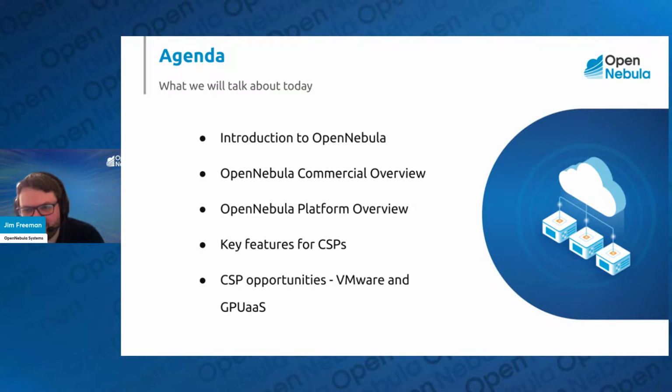I'll kick this off with a bit of an introduction to OpenNebula, a bit of a commercial overview and a platform overview. We'll talk about some of the key features that OpenNebula has that's aimed at cloud service providers, and we'll do a bit of a dive on two of the most popular use cases that we see right now with our users and community and customers at OpenNebula, which is around the VMware opportunity given Broadcom's acquisition 18 months ago, and also the AI as a service and GPU as a service, which is really ramping up lately, and OpenNebula has a great story around that.